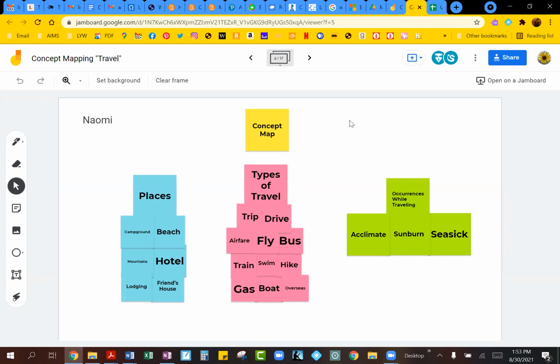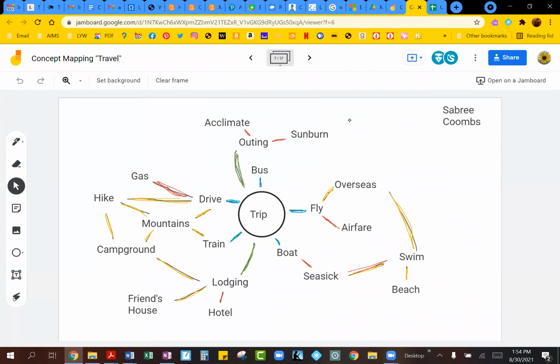Okay, got it. Yeah, so you can see under types of travel, there's some more information which may not exactly be travel, but you're kind of associating it with travel. And then of course we've got places. So campground, beach, mountains, hotel, lodging, or a friend's house. And then occurrences while traveling. And this is kind of what Dennis, I guess, had as side effects. So acclimation, sunburns, getting seasick, those kind of things.